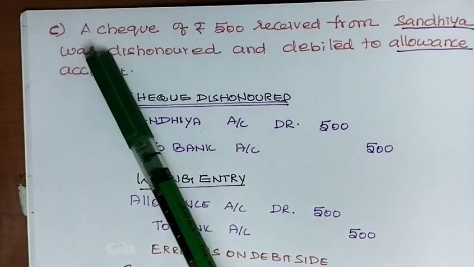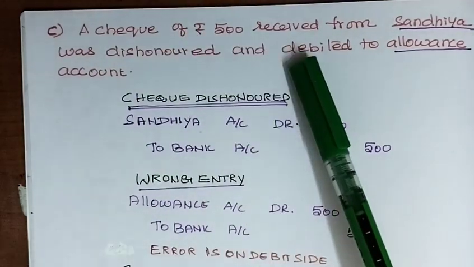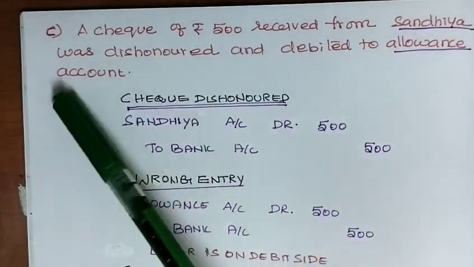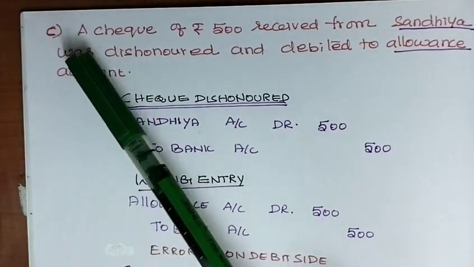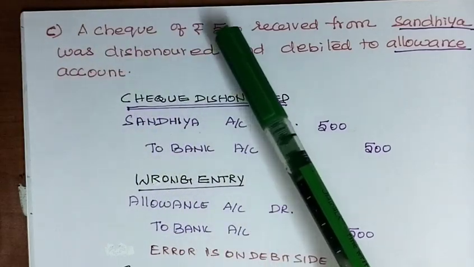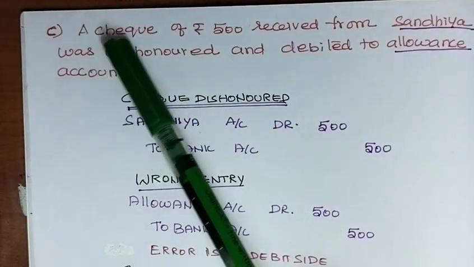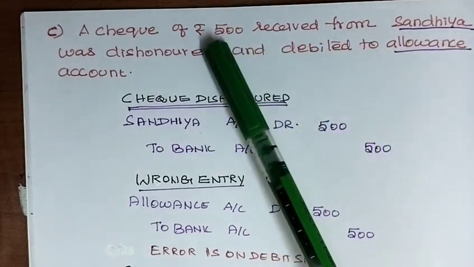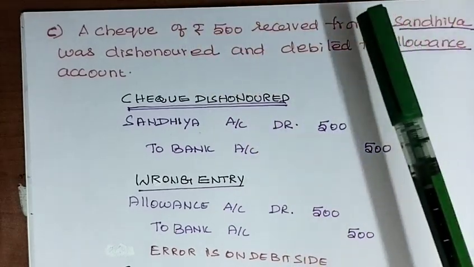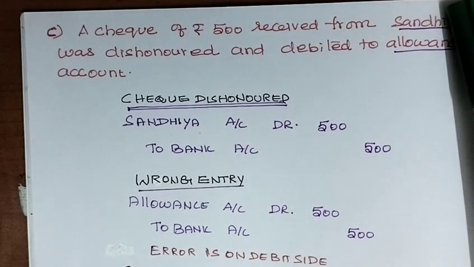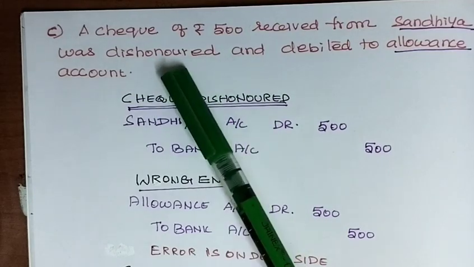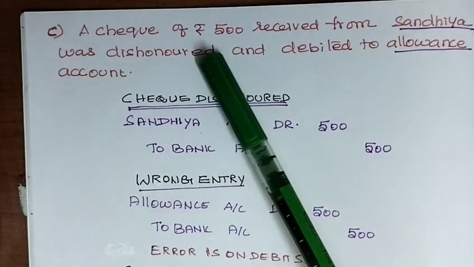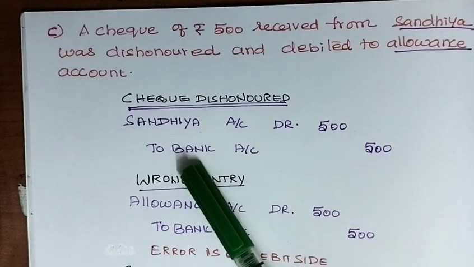The next transaction is: a cheque of ₹500 received from Sandhya was dishonoured and debited to allowance account. Once you received a cheque from Sandhya, okay, you run a company, you received a cheque from Sandhya for ₹500. That cheque you deposited into the bank. After depositing the cheque, the cheque was dishonoured, okay? After the dishonour of the cheque, the bank goes out.